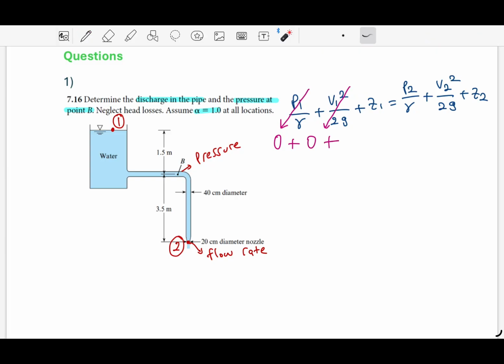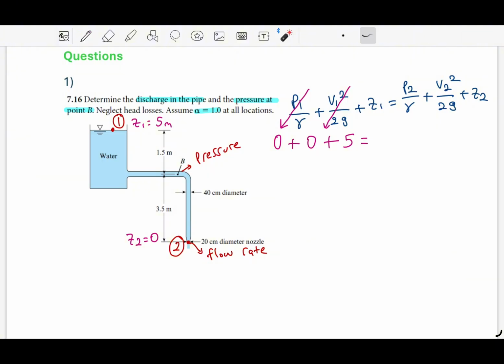And Z1 will be the elevation of this location. And here we can take this level as the reference, so that Z2 will be 0 and Z1 will be 5 meters. So we have 5 here.